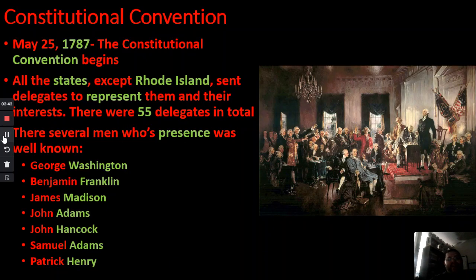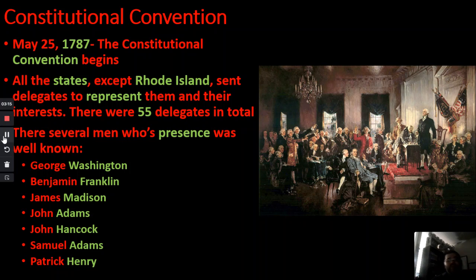All right, so May 25th, 1787, the Constitutional Convention begins. Every state except Rhode Island sends delegates to represent them and their interests. Because remember, some states are bigger than others, some are smaller. Some states have a lot of resources, some don't, so they're trying to watch out for their best interest and they're trying to figure out what's best for their state as well as the country.